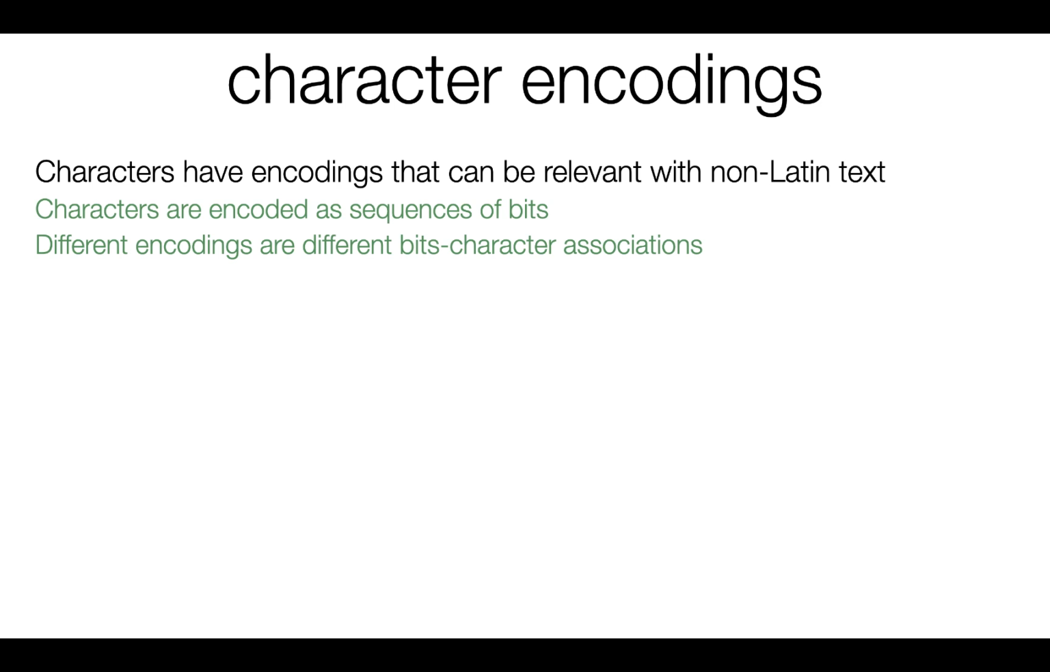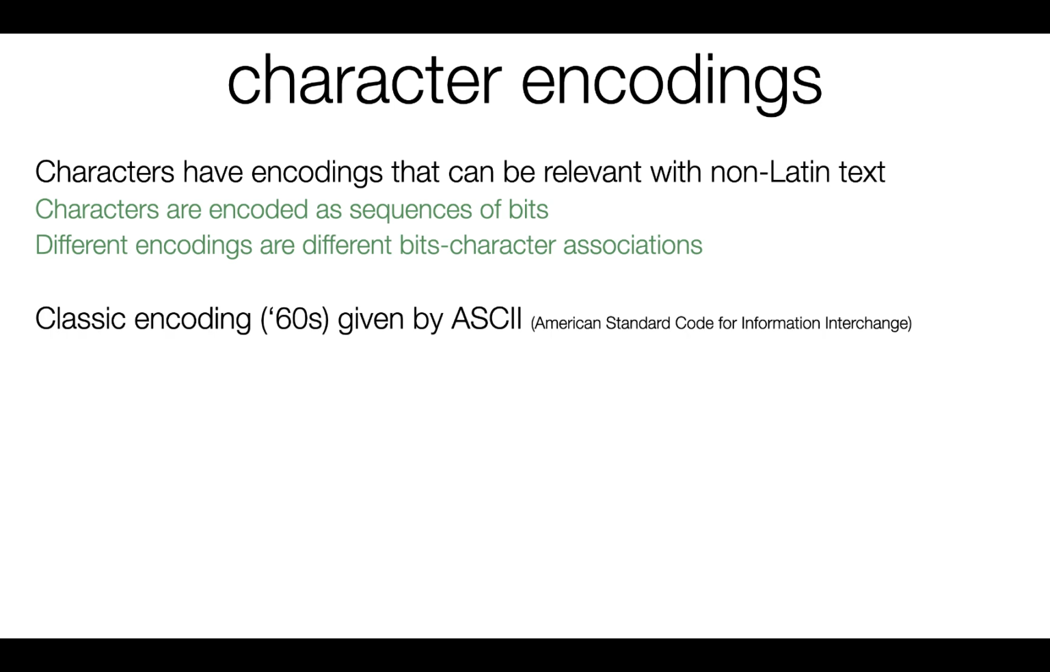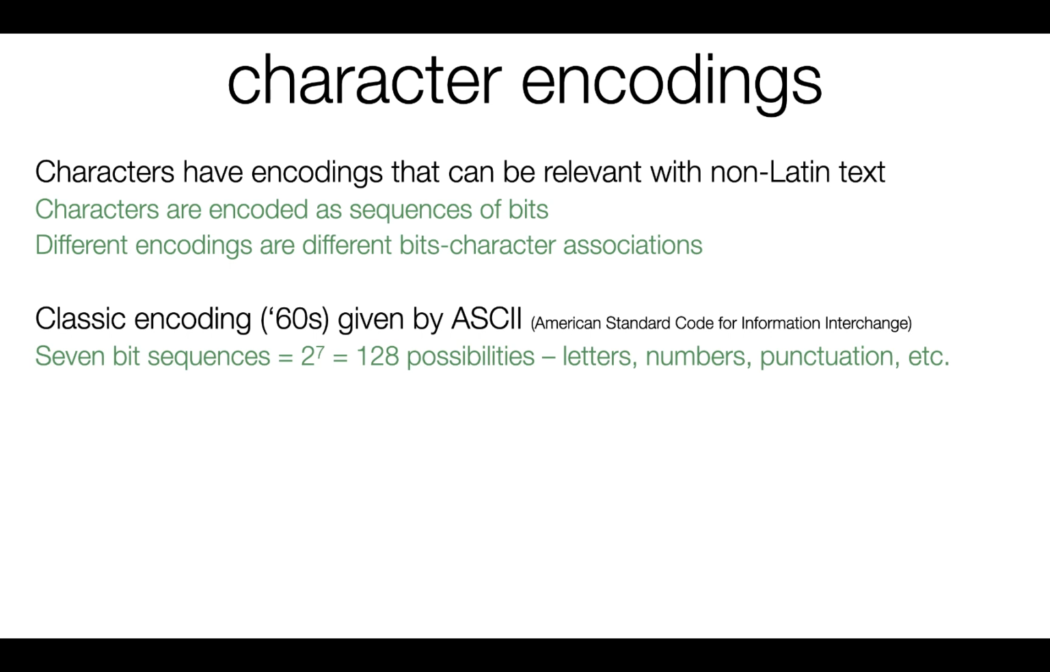The classic encoding between bits and characters is referred to as ASCII. That's the ASCII, and it stands for American Standard Code for Information Interchange, okay? It's an old system that's set up. It has 7-bit sequences, so there are 2 to the 7 or 128 possibilities. And that has to encode everything like all the letters, capital, lowercase, all the numbers, punctuation, and so on.